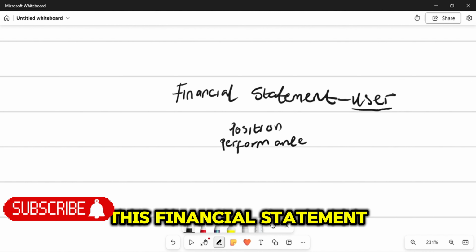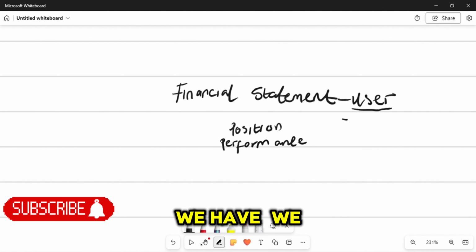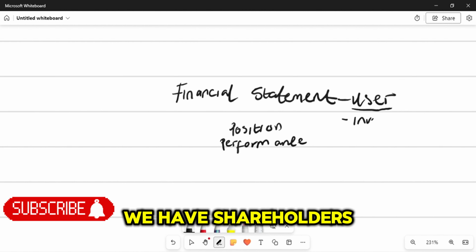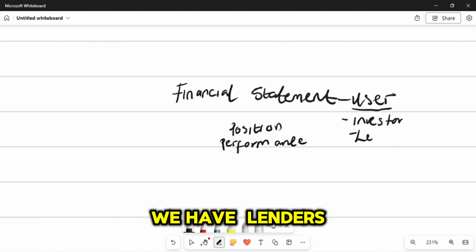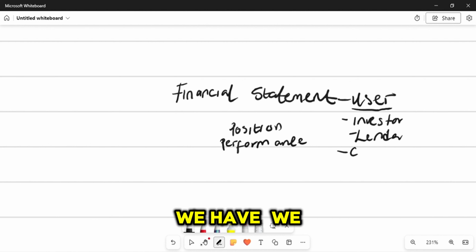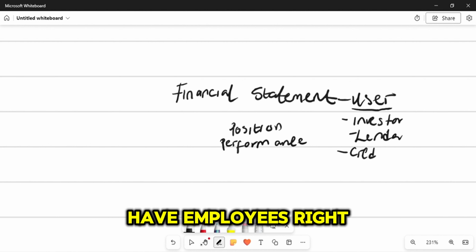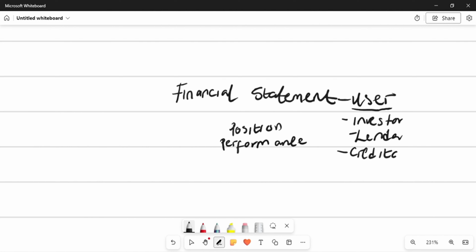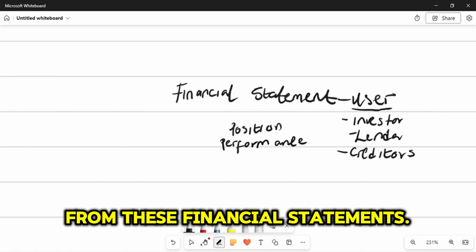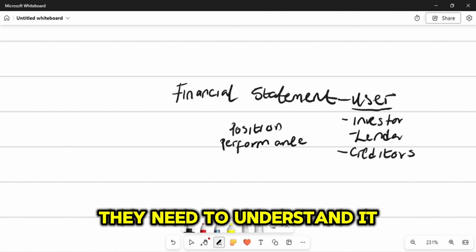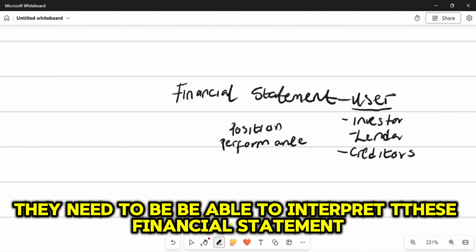People that make use of these financial statements include the investors, shareholders, lenders, creditors, customers, and employees. These are some users of the financial statements, and for them to be able to make good decisions from the financial statements, they need to understand them. They need to be able to interpret these financial statements.